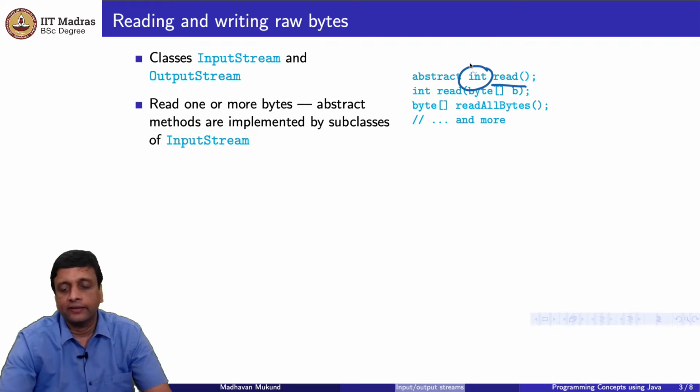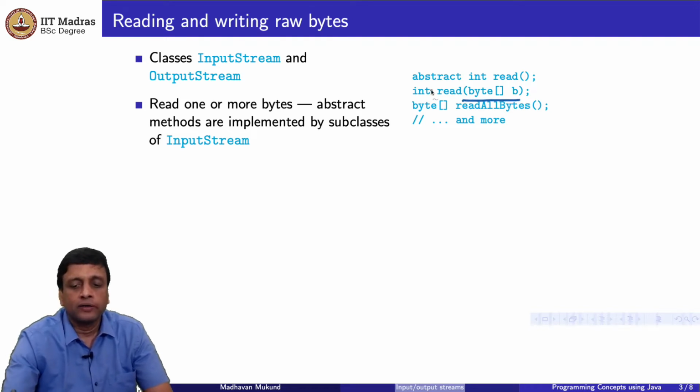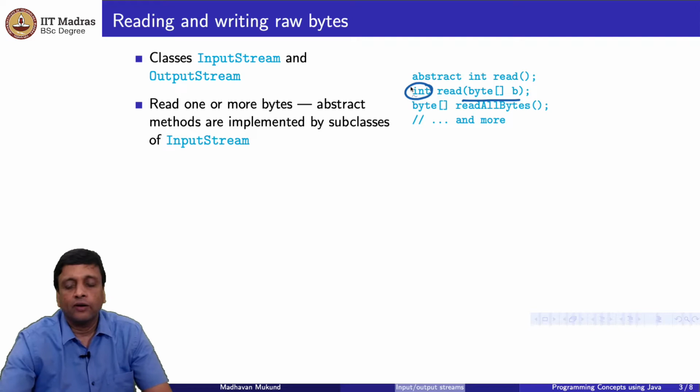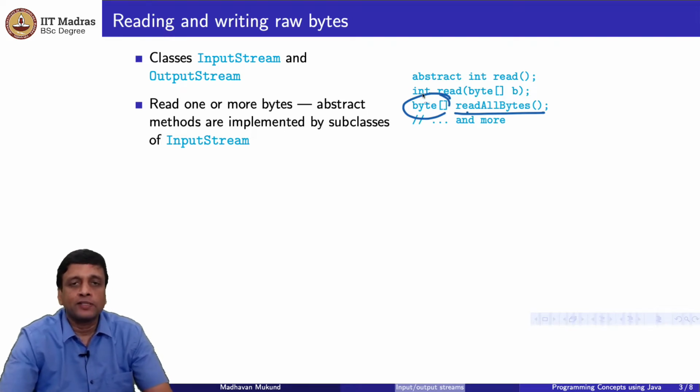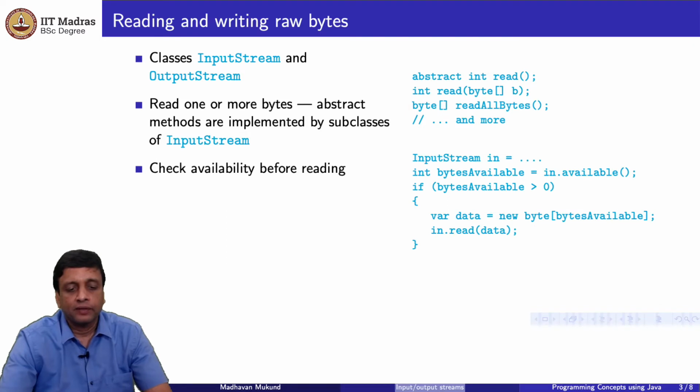So that's why it's an int. Now you could have more generous reads, like you could read into an array of bytes, and this will return to you the number of bytes that were read. Or you could read the entire input stream as bytes into an array of bytes. So there are many more. These are just a few examples of the kind of input read functions which are available in input stream.